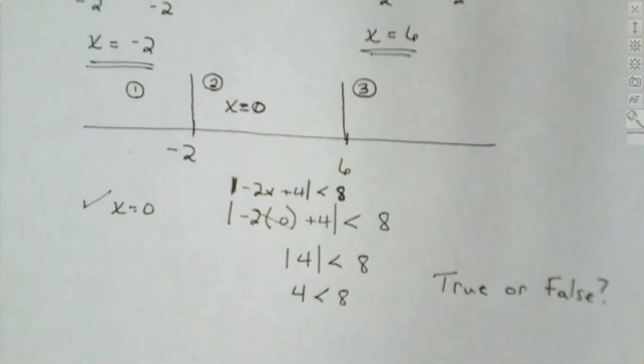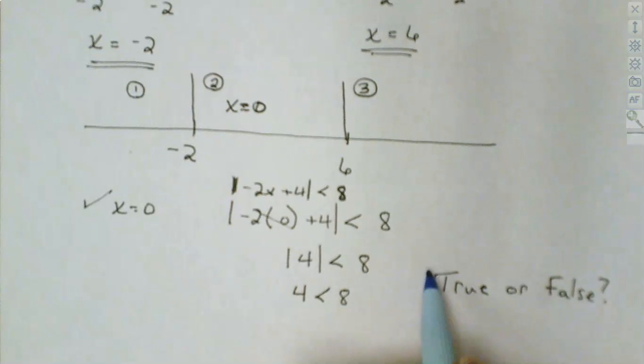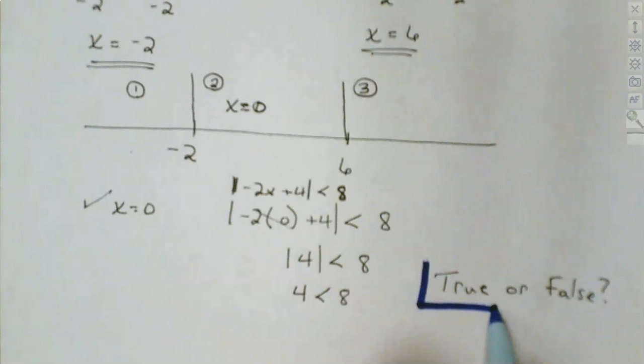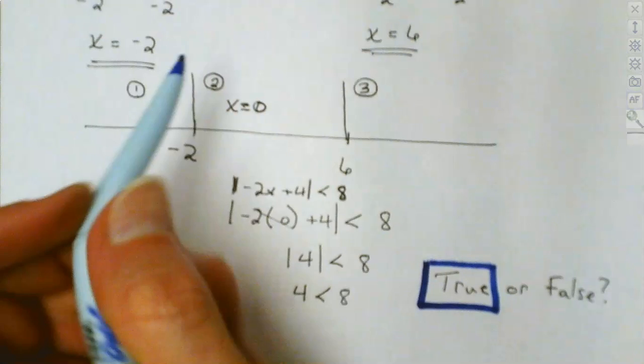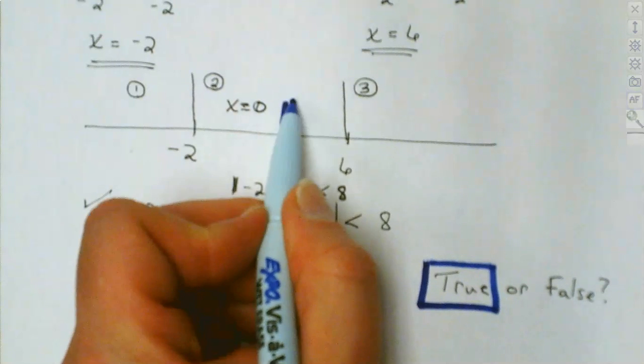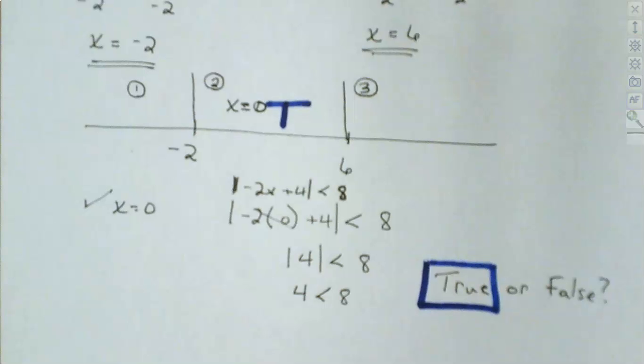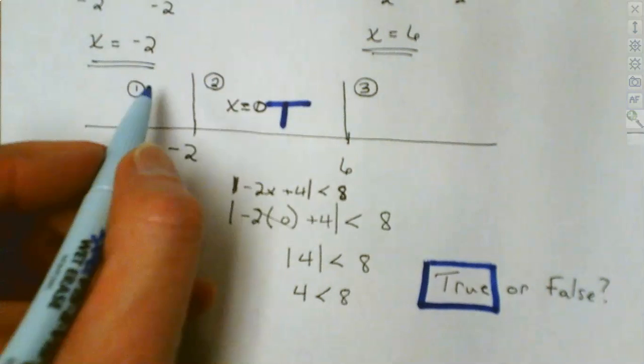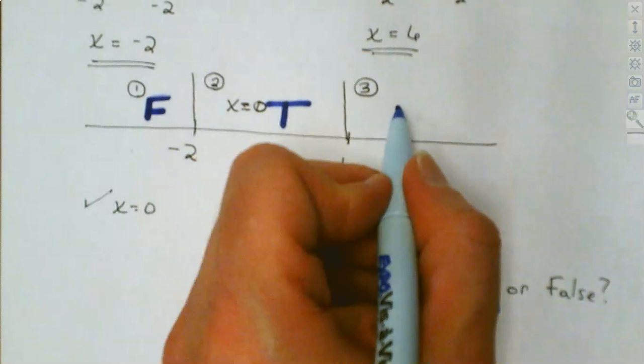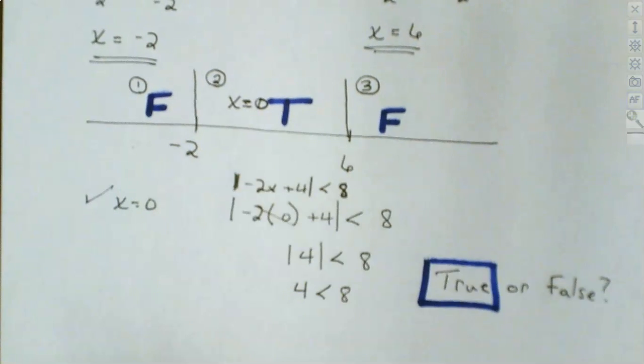Is 4 smaller than 8? Is that true or false? Is 4 smaller than 8? Yes, true, 4 is smaller than 8. So that would make that then what? True. Okay, so what does that tell you then? 0 is right in the middle. This is true. If it's true, then what do we know about the outer edges? They have to switch. So that means the other two are going to be what? False.